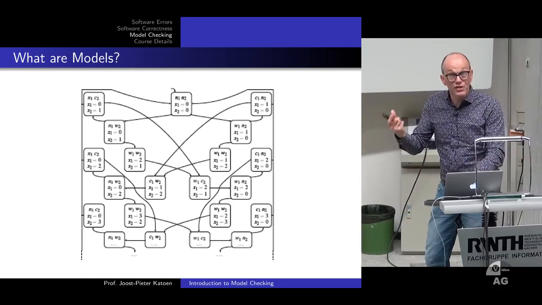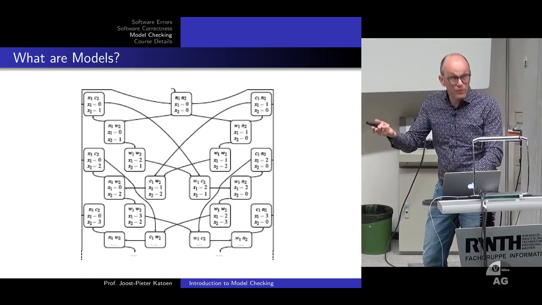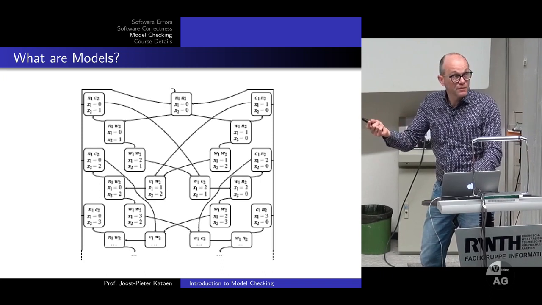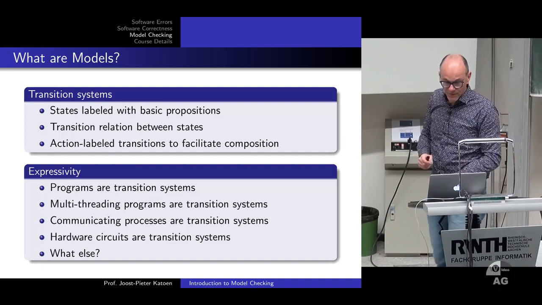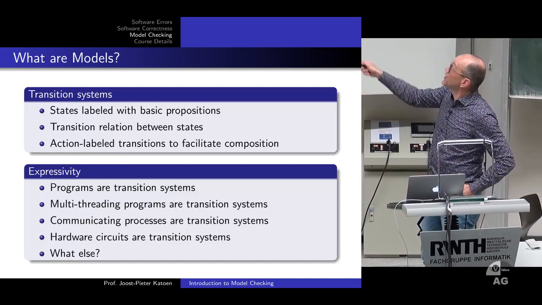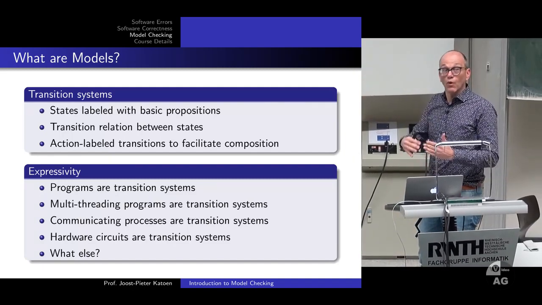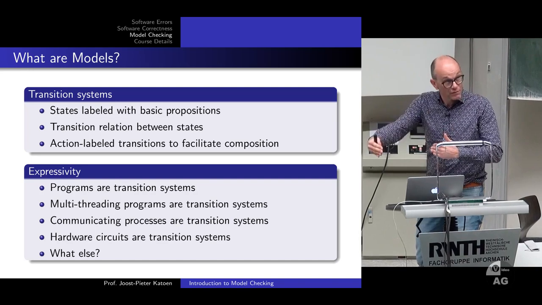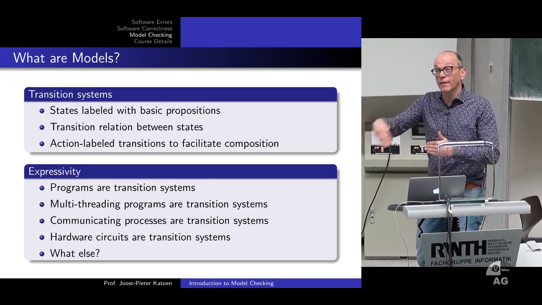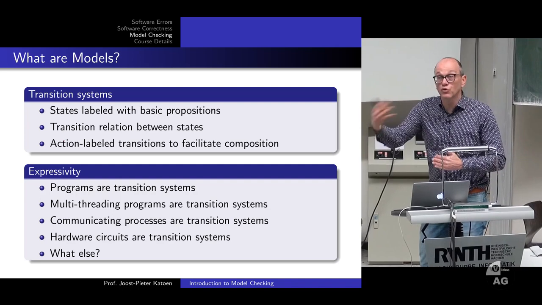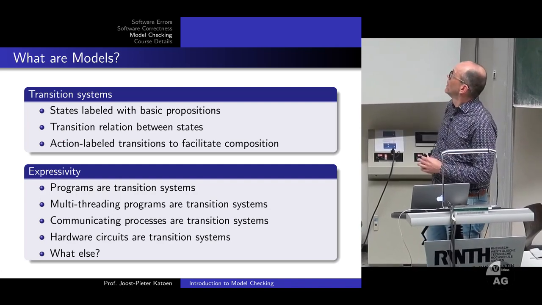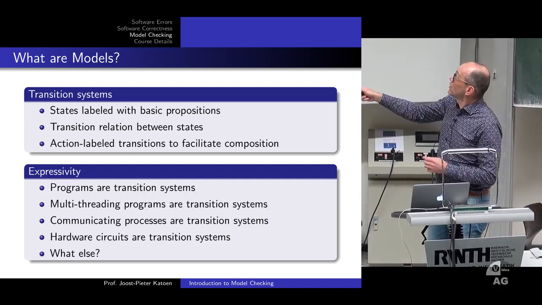These are logical statements about the state of your program, the state of your hardware, the state of your traffic light, the state of your car, etc. You have transitions between states that tell you how the system evolves, for instance, in terms of a program executing a statement, and you go to the next state. And these transitions actually are labeled.